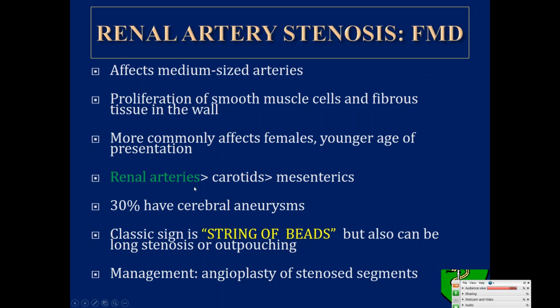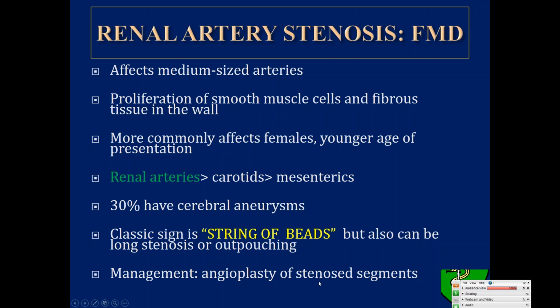If you become concerned about FMD, then not just look at the renal arteries, but go further down and see if mesenterics may be affected or carotid arteries are affected, because sometimes you could see that the disease also involves other vessels. This also can be seen in up to 30% of cases with cerebral aneurysms. And again, management usually is angioplasty of the stenosis segments. We don't put stents in the patients with FMD.